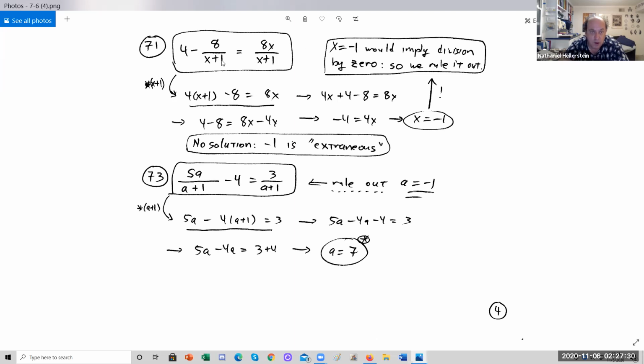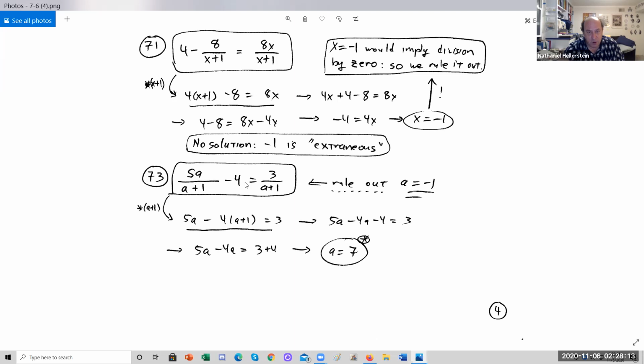Well, all right, here. The denominators are x plus 1, so multiply by x plus 1. Get 4 times x plus 1 minus 8 equals 8x. All right, so this is 4x plus 4 minus 8 equals 8x. After some transposing, 4 minus 8 equals 8x minus 4x. So negative 4 equals 4x. And so dividing, you get x equals negative 1 as a solution, but we already ruled it out. So therefore, we have to say that negative 1 is an extraneous solution. That's what they call it, or a spurious solution, one that really wouldn't work in the equation. And so we say that there's no solution. Or we say that the only solution is extraneous.